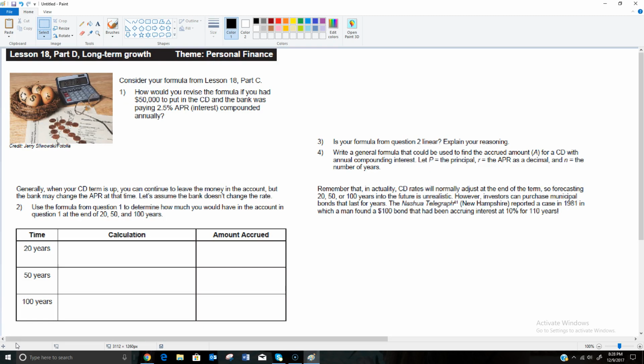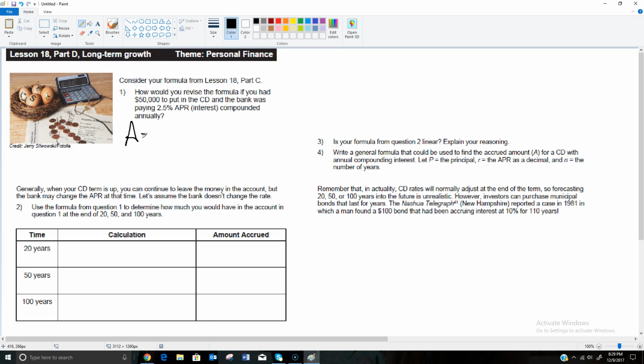So now we're going to finish up Unit 18 by just continuing with this compounding interest formula. And we've actually cheated a little bit and answered a couple of questions in this section already, so this won't take us too terribly long. It says, how would you revise the formula that we had before if we had $50,000 to put in the CD and the bank was paying 2.5%? So if that was the case, excuse me, I have the hiccups.